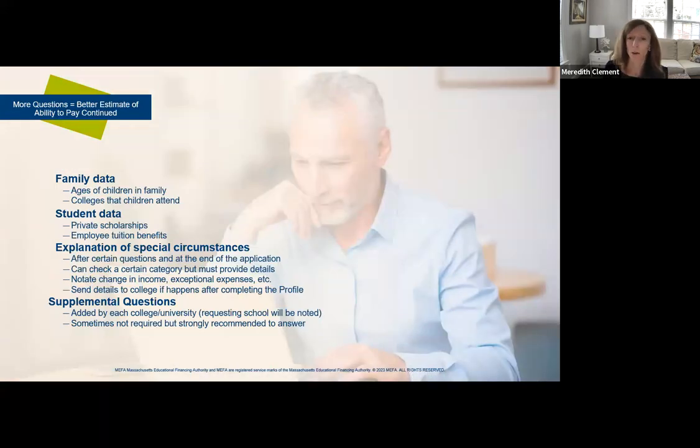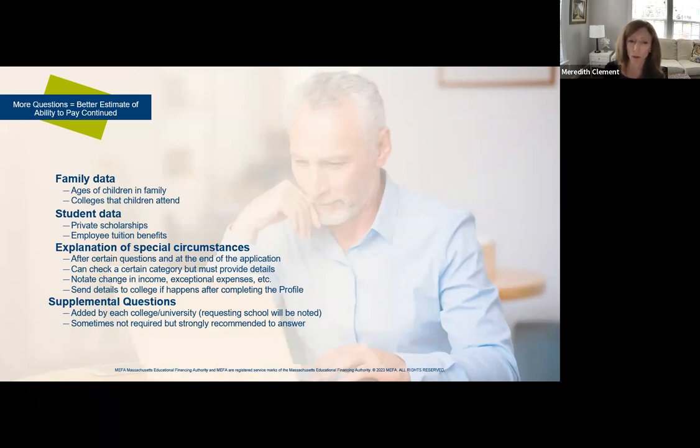The profile is going to ask about your family situation. So who's in your household, as I mentioned, the ages of children in the family, and the colleges that they're attending. It's going to ask for some data of the student, any private scholarships that they've won, and if there are any employee tuition benefits. That's usually benefits that you're getting as the parent that will be applied to the student. And then there's going to be, as I mentioned, this explanation of special circumstances.